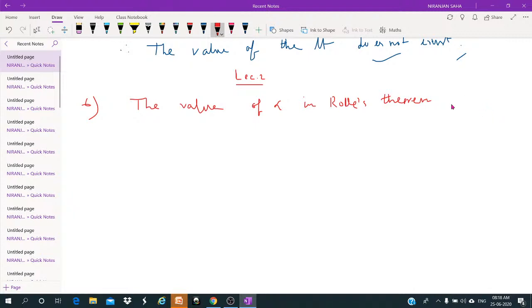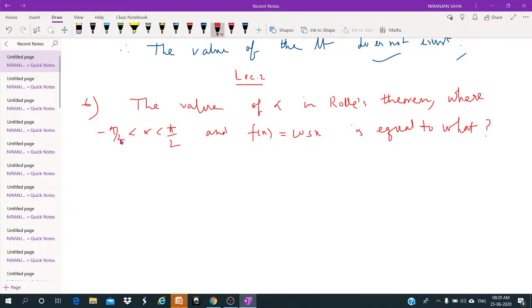where minus pi by 2 is less than alpha, less than pi by 2, and f(x) is equal to cos x. So the value of alpha is equal to what? We have to find out the value of alpha.